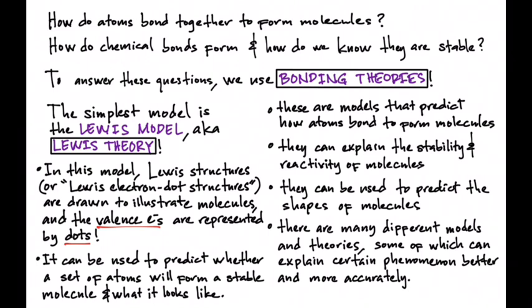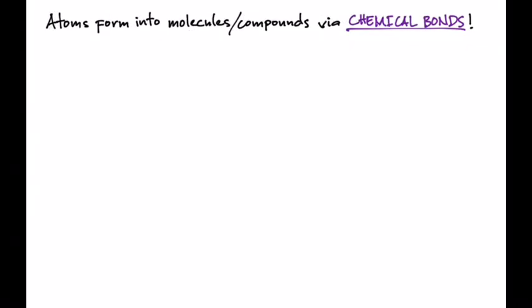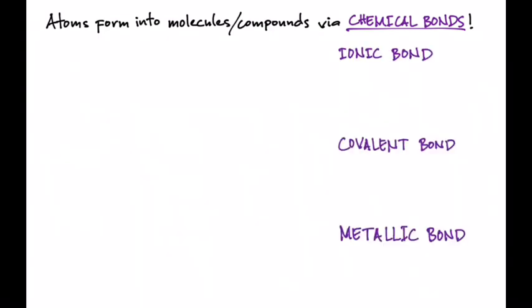This Lewis model can also be used to predict whether a set of atoms will form a stable molecule and what it looks like. Atoms within a given compound are connected together via what they call chemical bonds. And there are three different types of chemical bonds: ionic bond, covalent bond, and metallic bond. But in the next two chapters, our focus will be on the first two, ionic bonding and covalent bonding.